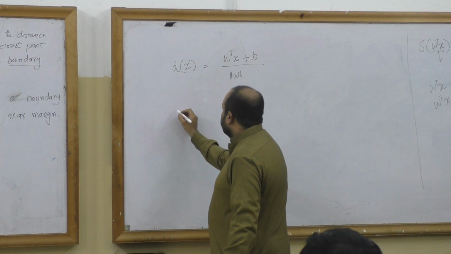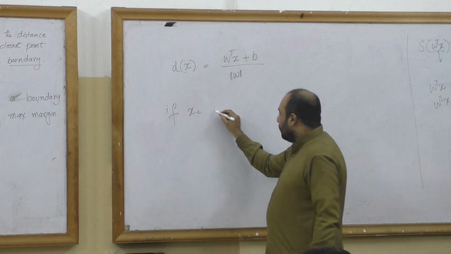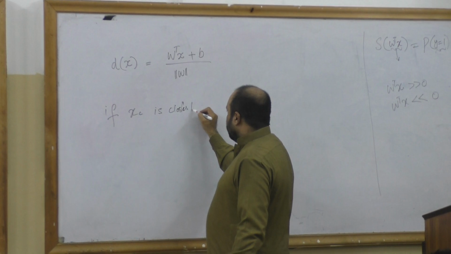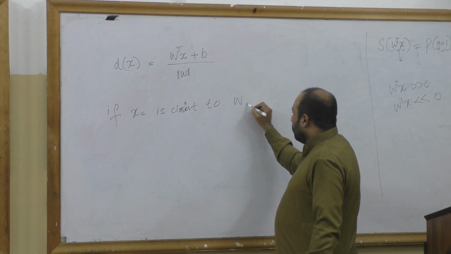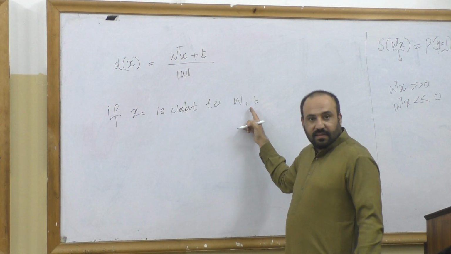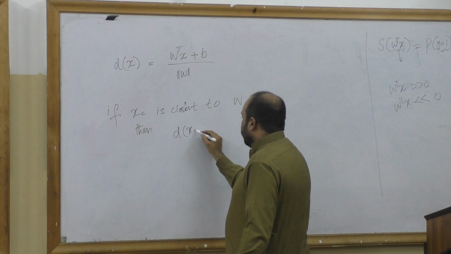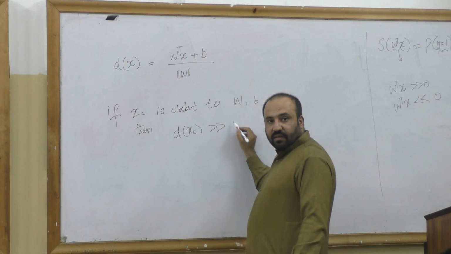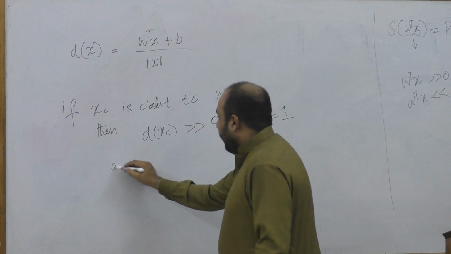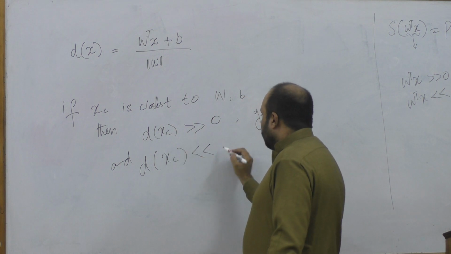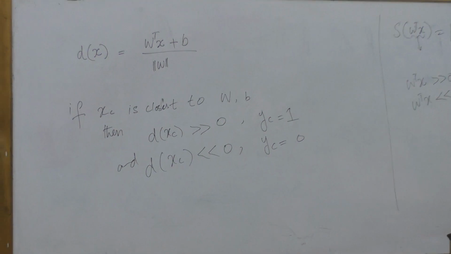I want the following. If... then d of xc should be much larger if yc is equal to 1, and the distance should be much larger in the other direction. That's my goal. That's my goal. Perfect हो गया जी, perfect हो गया। Distance.